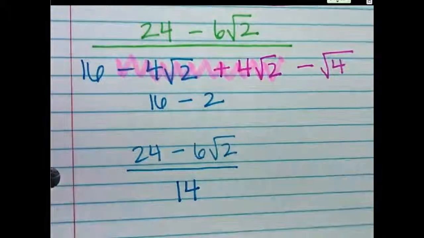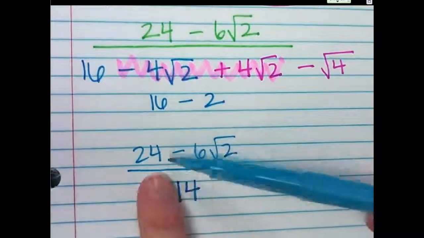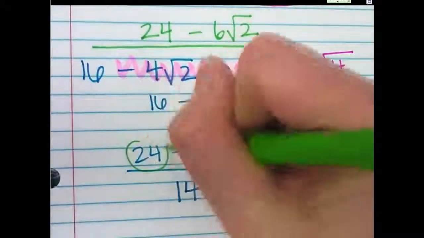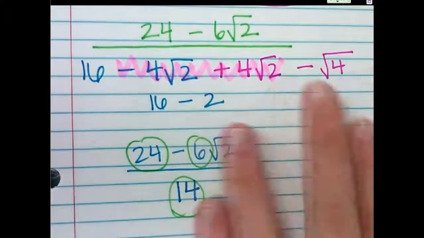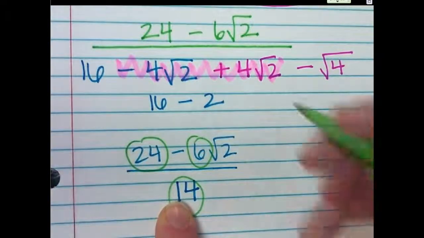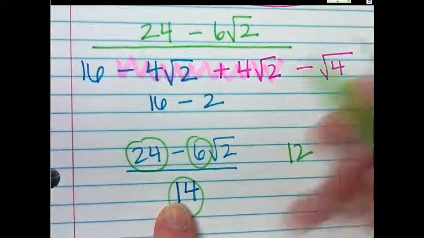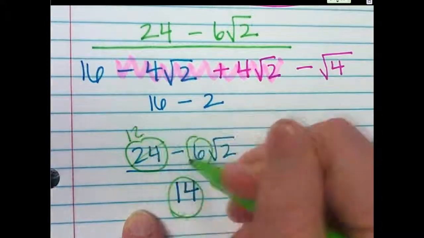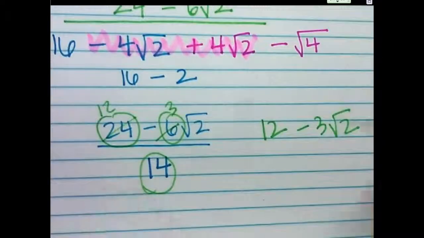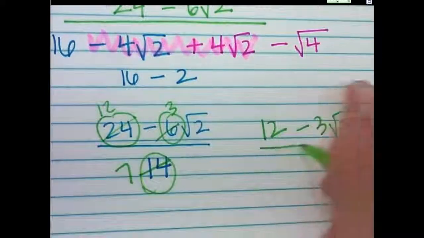The bottom should always simplify to a single number. Right, because adding and subtracting radicals, this one has a radical, this one doesn't have a radical. Okay, now, you can simplify if you can take something out of all 3 of these. Not the radical, I don't care about the radical. What can I take out of all 3? A 2. So it's going to be 12 minus 3 square root 2 over 7.